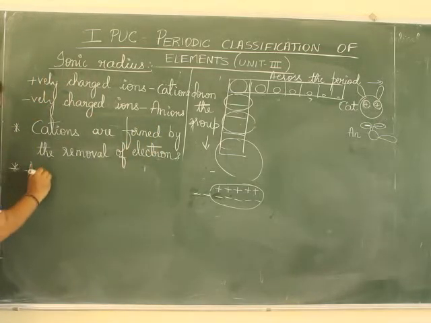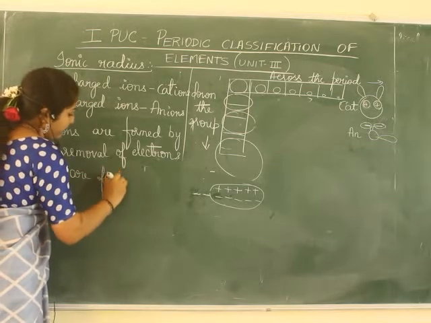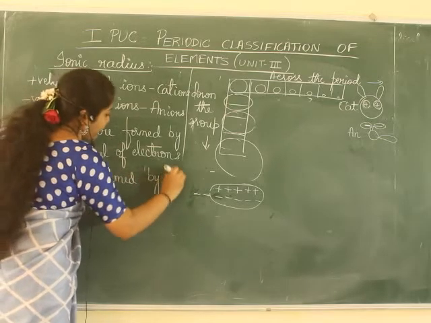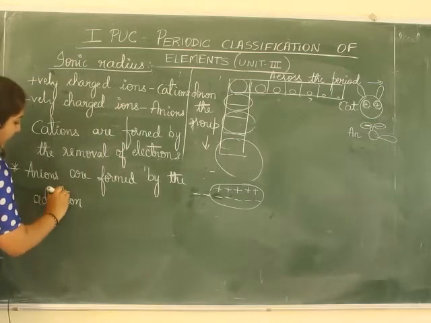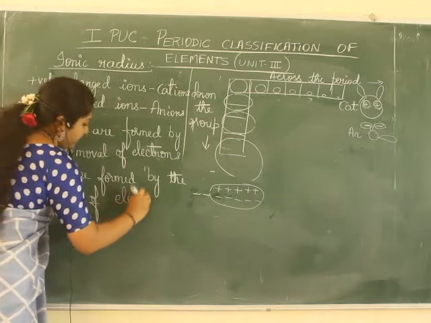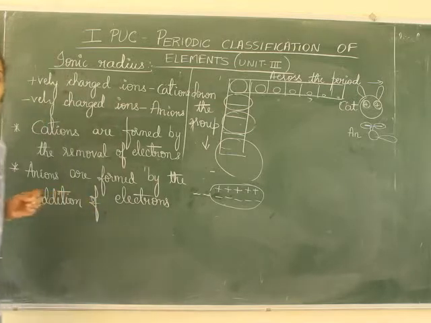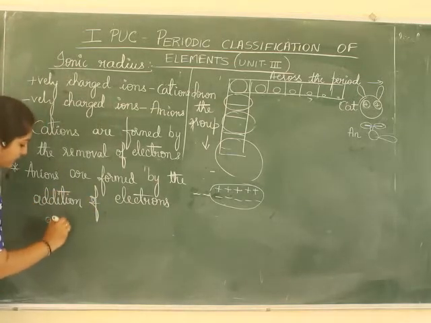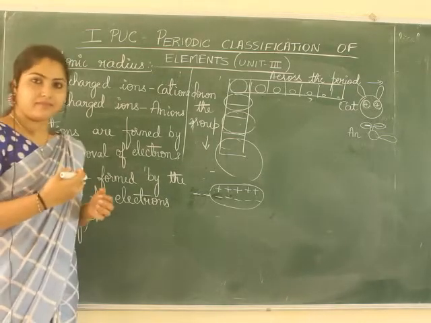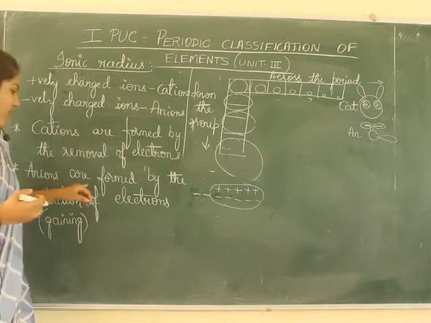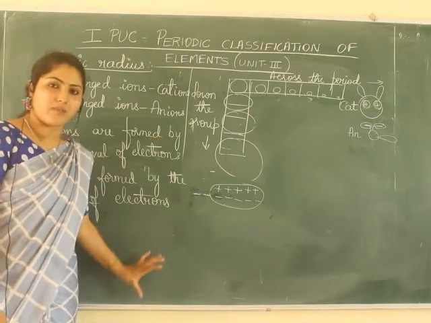Anions are formed by the addition of electrons, or rather than mentioning addition, a standard term, gaining of electrons, you can also use. Gaining means getting, or say accepting. Clear? Anions are formed by the addition of electrons. Cations are formed by the removal of electrons. Hope this concept is clear now.